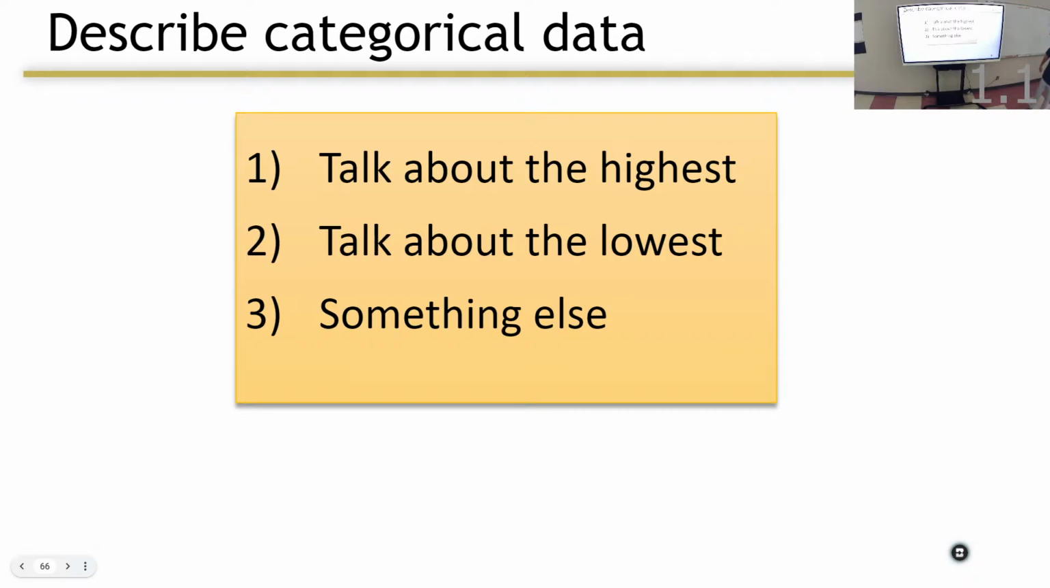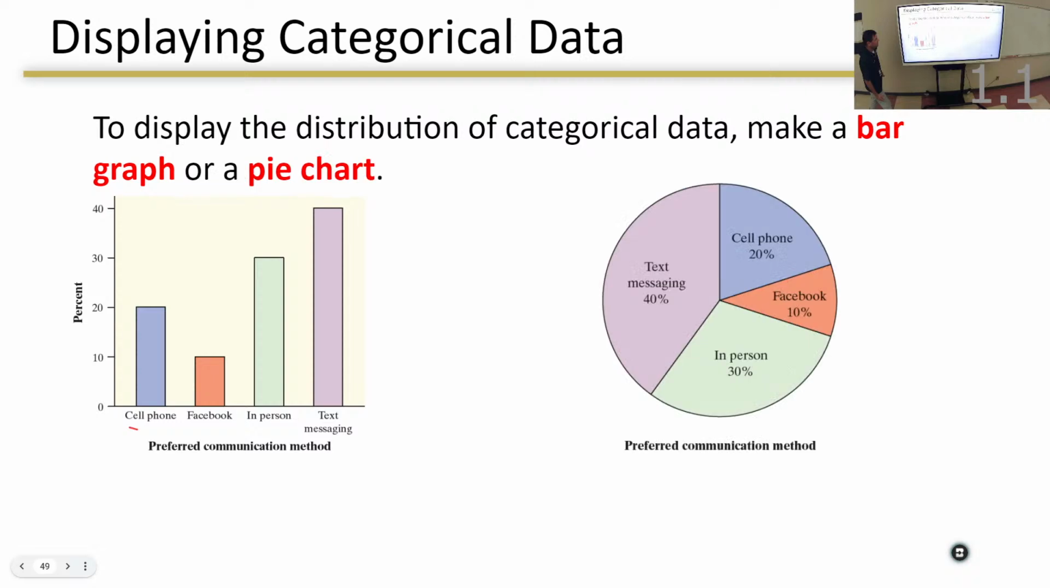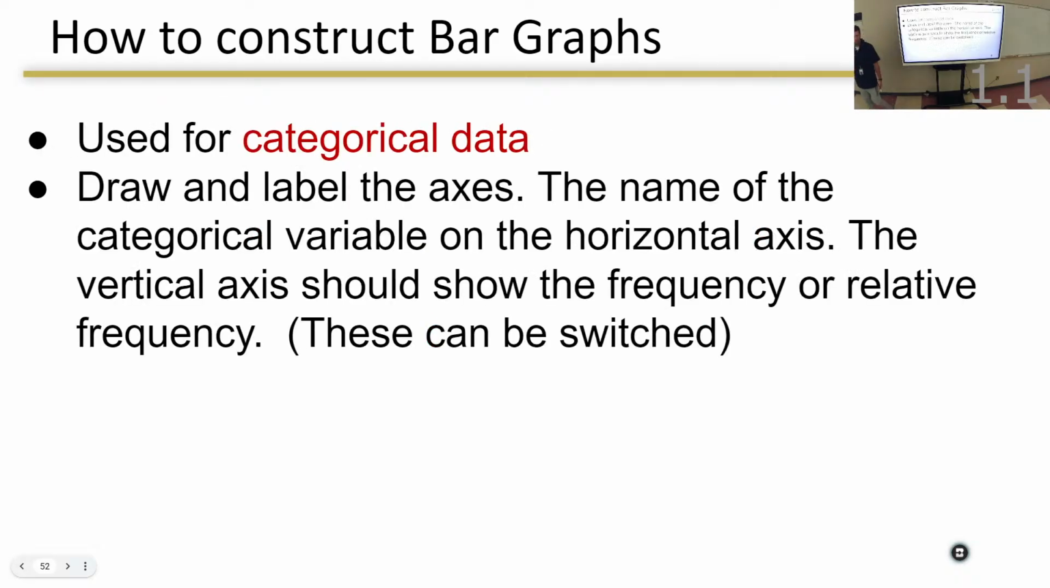That's all numerical, but we don't care about that. We don't care about the range. Text messaging is the most preferred, with Facebook being the least. In person is pretty close to text messaging, and I only know one more, so I'm not going to talk about it. Typically, talk about the high, talk about the low, talk about something else.